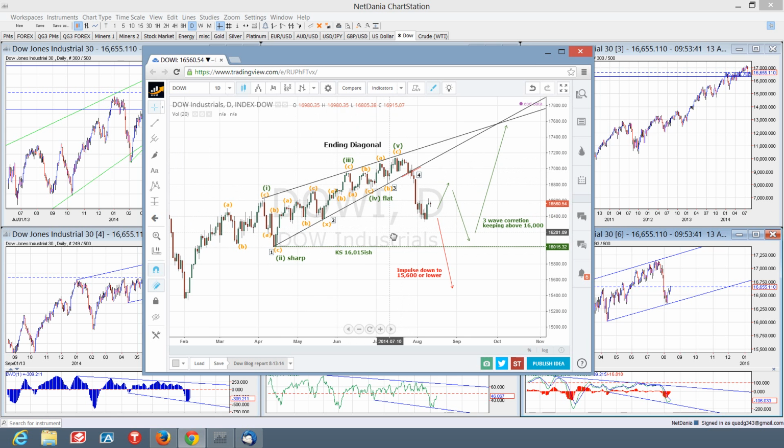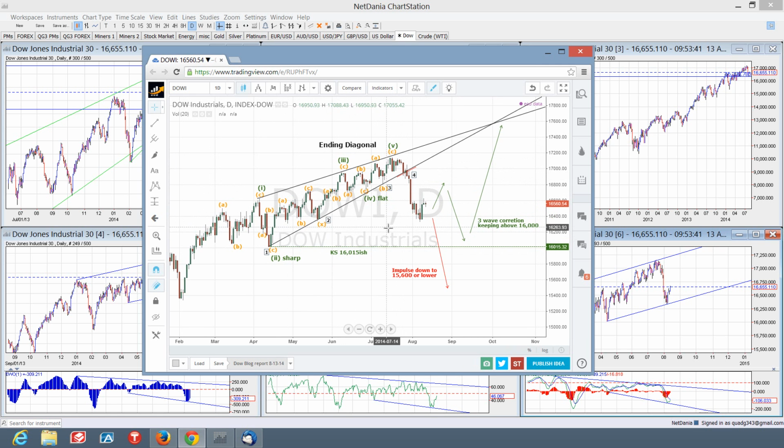So going forward from this point, I think I see 2 different scenarios playing out. The red scenario would suggest that this impulsive move down will continue with a shallow retrace here. We should see another continued impulsive behavior to the downside. It should be able to break key support here at 16,015 and head to 15,600 or lower.